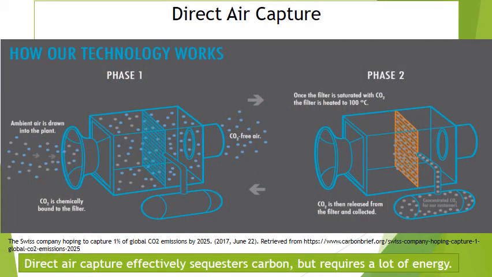Another method is through direct air capture. As you can see in this graph, the air is brought in and then the CO2 in the air is chemically bonded to the filter. Once chemically bonded to the filter, the CO2 is then released from the filter once the filter is heated at a certain temperature into a canister that is then stored underground.